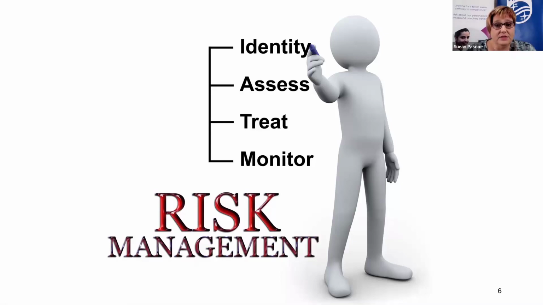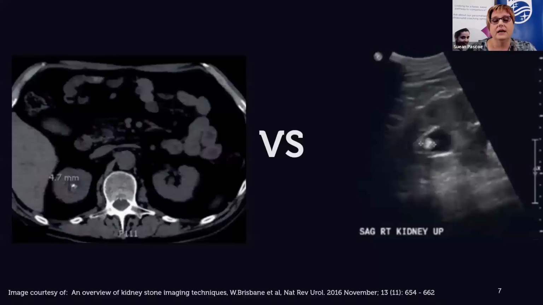If the stone doesn't pass, but it causes asymptomatic obstruction, then it can lead to a potential loss of renal function and even kidney failure. So it's really important to find these things when they're present.